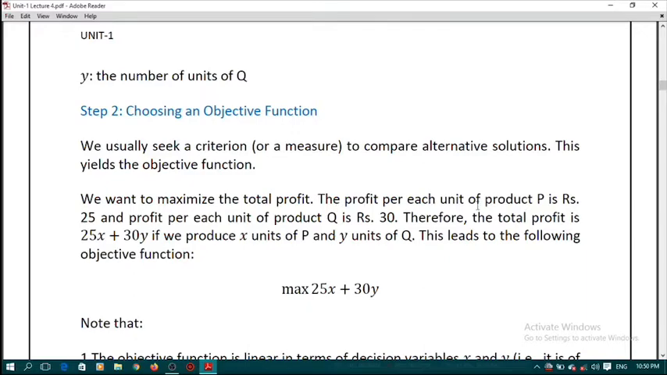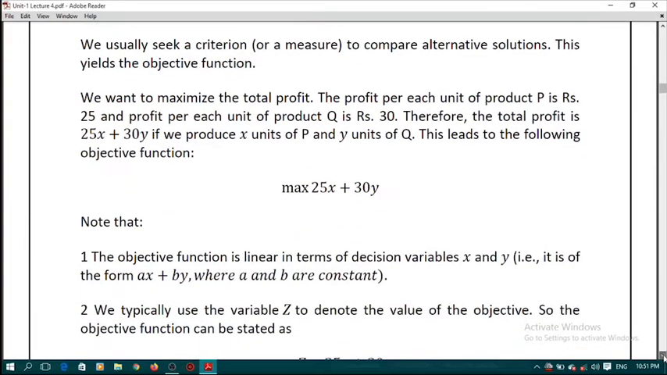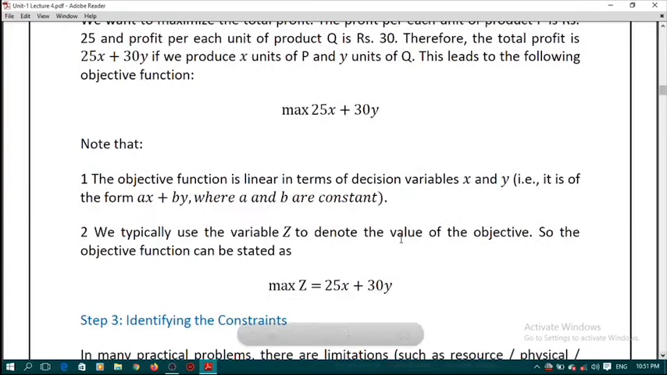The profit per each unit of product P is rupees 25 and profit per each unit of product Q is rupees 30. Therefore, the total profit is 25x plus 30y. If we produce x units of P and y units of Q, this leads to the following objective function, and that is maximum of 25x plus 30y. Now here you can see this one is a linear function.